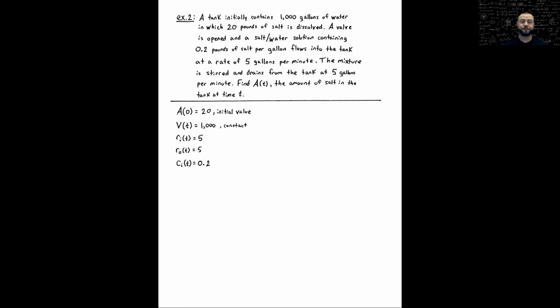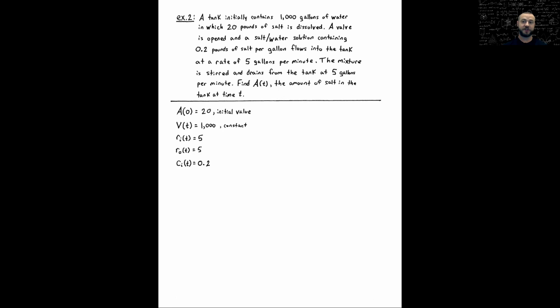Some of your science professors would be yelling at me for doing that, but we don't need units in math. Also, we're told the volume of water in the tank, which is 1,000 gallons. Since the inflow and outflow rate are the same, 5 gallons per minute, that volume of liquid in the tank is not going to change. So the volume of water in the tank will remain constant at 1,000 gallons. And the only other thing we need is the inflow concentration, which is given there as 0.2 pounds per gallon, pounds of salt per gallon, if we're specific.